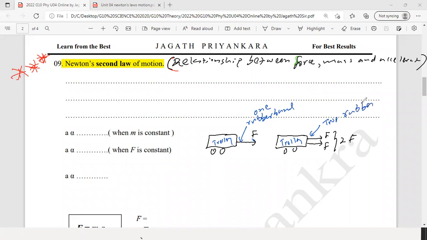When you use two rubber bands, force doubles. When the force doubles, what happens? Acceleration will also be double. So that means force is directly proportional to acceleration, or you can write acceleration is directly proportional to force. When the force increases, acceleration also increases. That's called directly proportional. This is a mathematical expression, and it is very, very important.